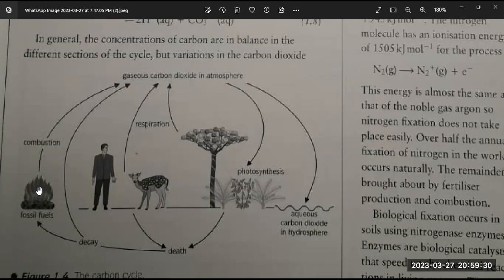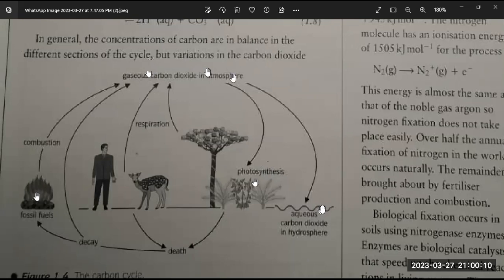So with that, we move next to combustion. These people burn, and then you talk about gaseous carbon dioxide in the atmosphere. These gaseous carbon dioxide in the atmosphere are used by the plants for photosynthesis, so that we can have enough oxygen for both man and animal. And then we talk about respiration by the plants. And some of the carbon dioxide is also absorbed into the hydrosphere, water.